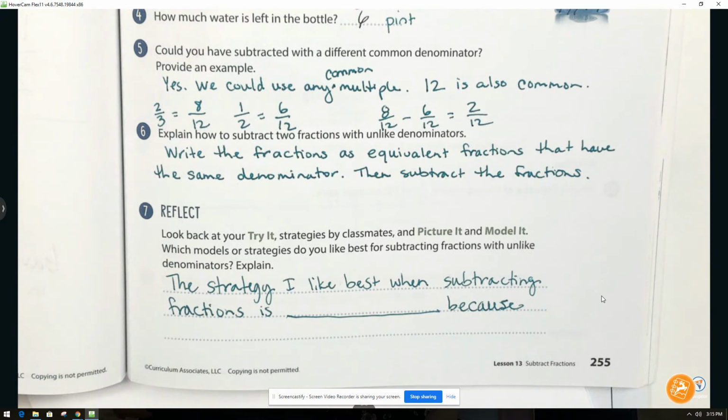When you're looking at those 3 strategies, what is the strategy that you like best when subtracting fractions? So you're going to go ahead and say the strategy I like best when subtracting fractions is, and then tell me why. Go ahead and pause the video and do that, and then when you're ready, we'll move on to the next page.